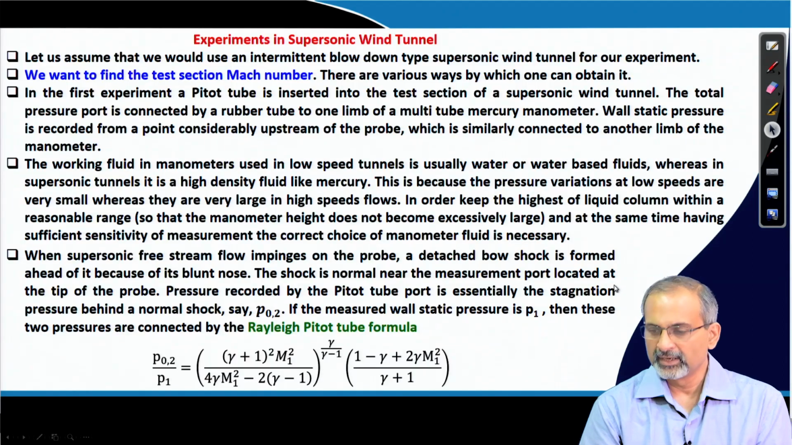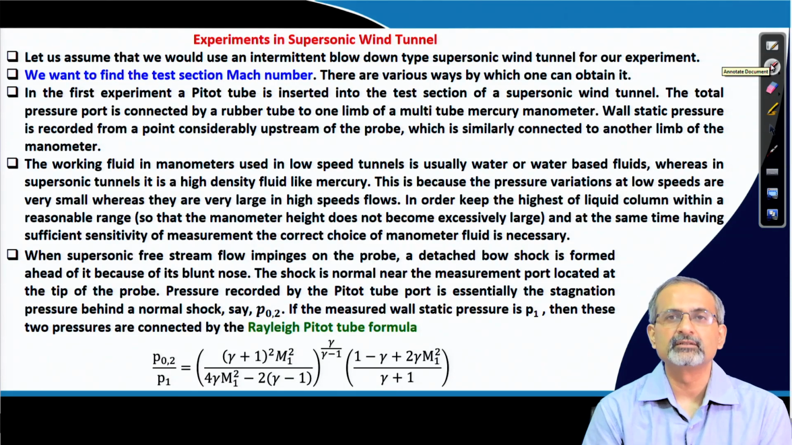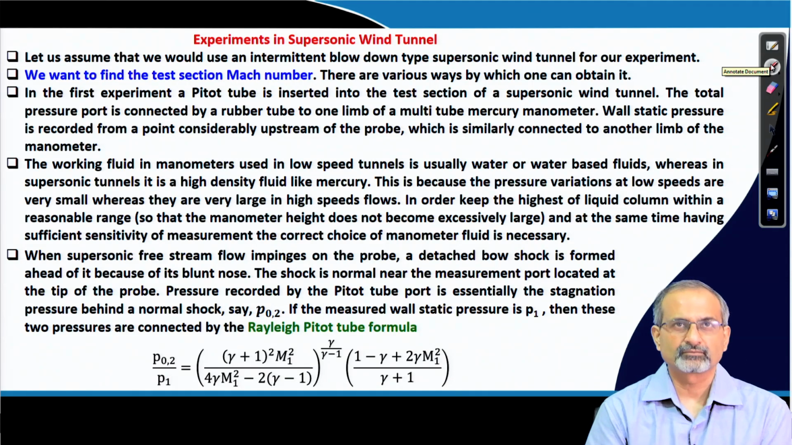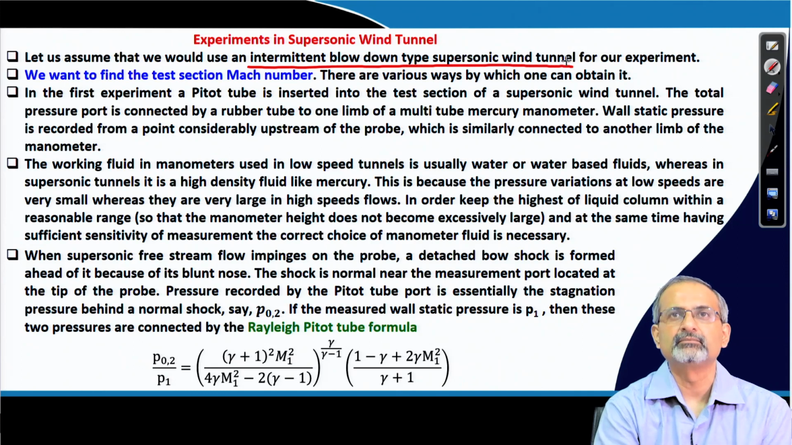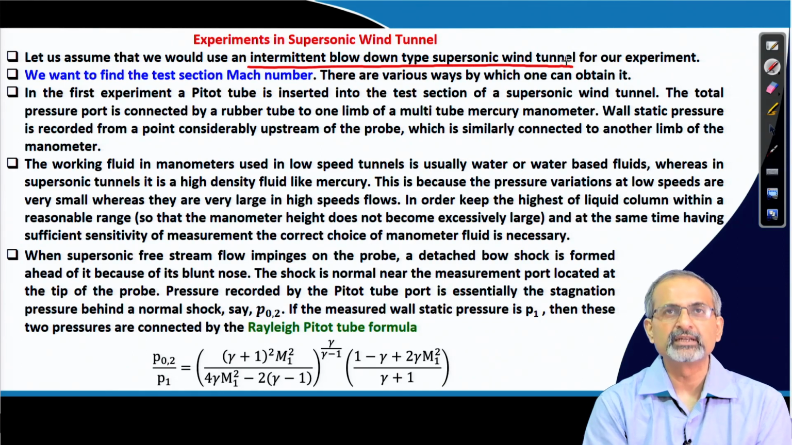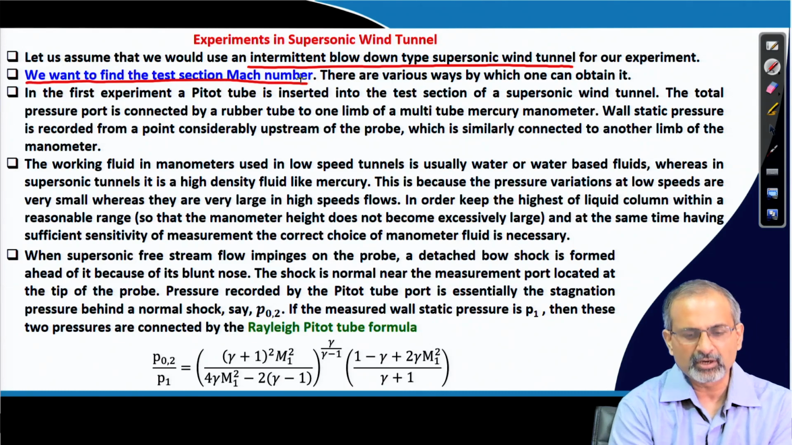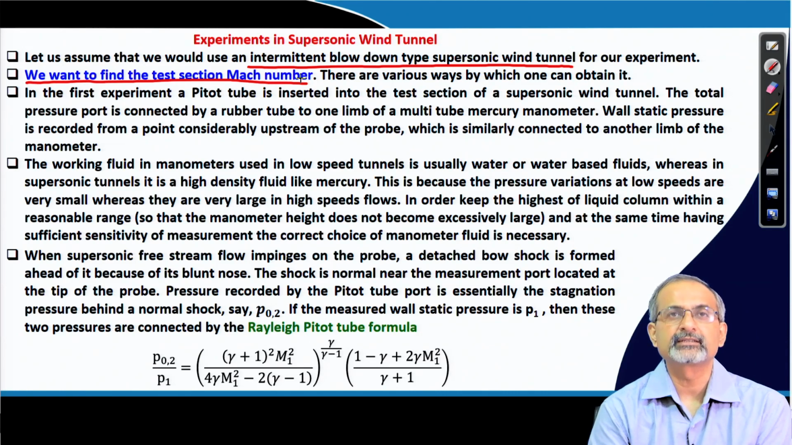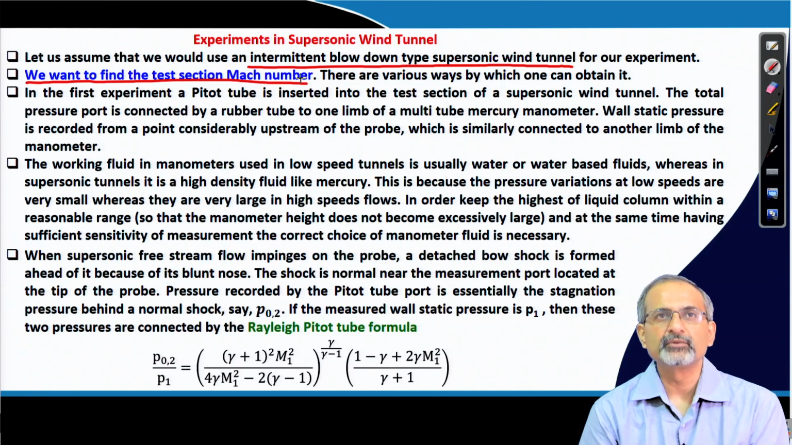Now, let us move on to a discussion on some experiments in supersonic wind tunnel. Let us say we are using an intermittent blow down type supersonic wind tunnel, which is most often found in academic institutes, even in research labs. And let us say we set out our goal first to find the test section Mach number, like we were talking about calibrating a low speed wind tunnel.